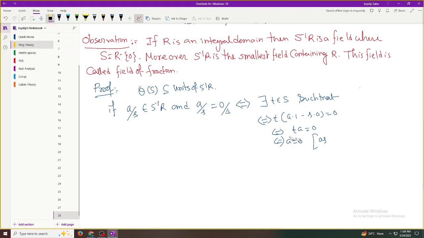as t belongs to S. What is S? What is our S? S equals R, sorry, R minus 0. So t is not 0, and R is an integral domain, there is no zero divisor.